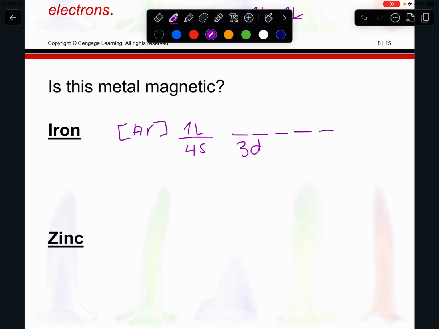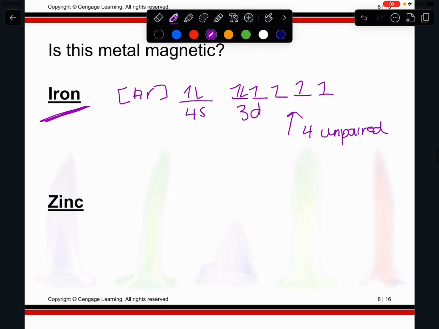So iron is magnetic. Now there are definitely things that are more magnetic versus less magnetic. We're not going to do that in this class. We're just going to be black and white. Is it magnetic? Is it not? But I do want to let you know the more unpaired, the more magnetic it is. So I find that interesting.